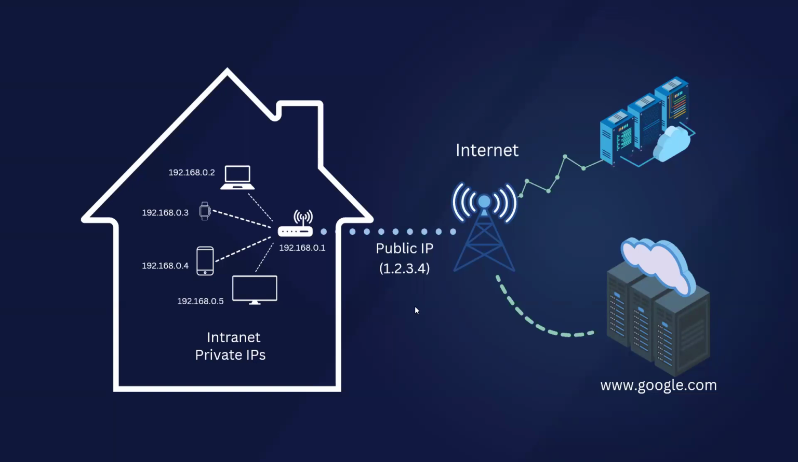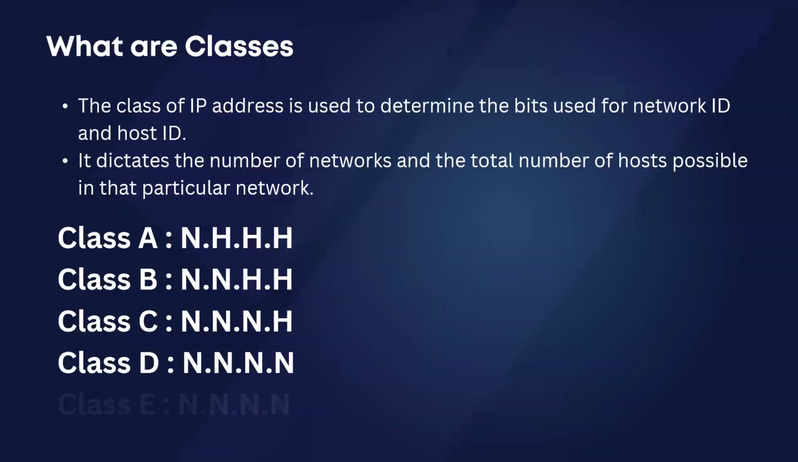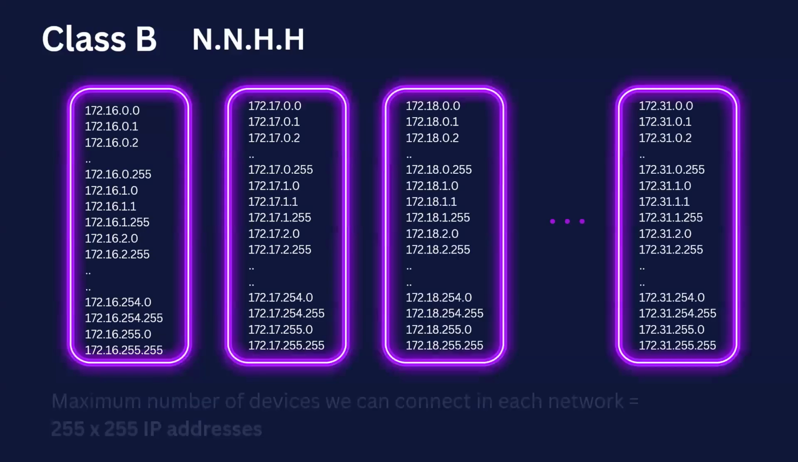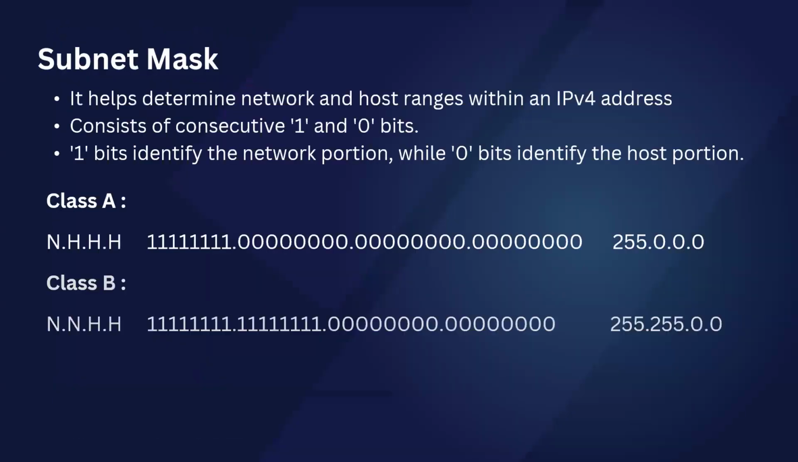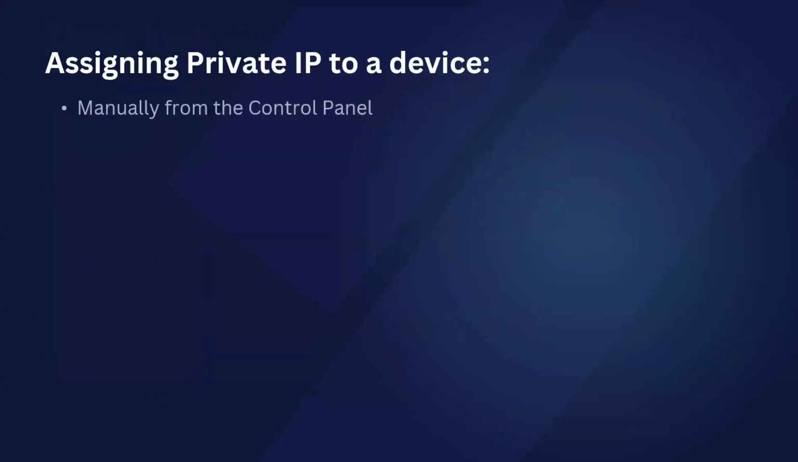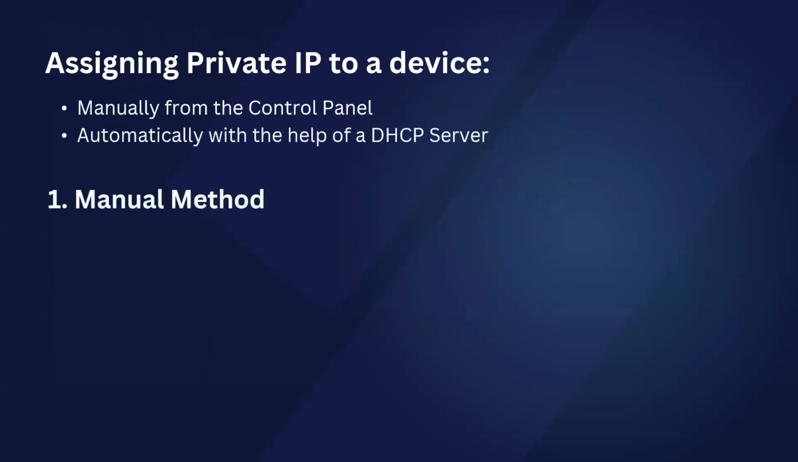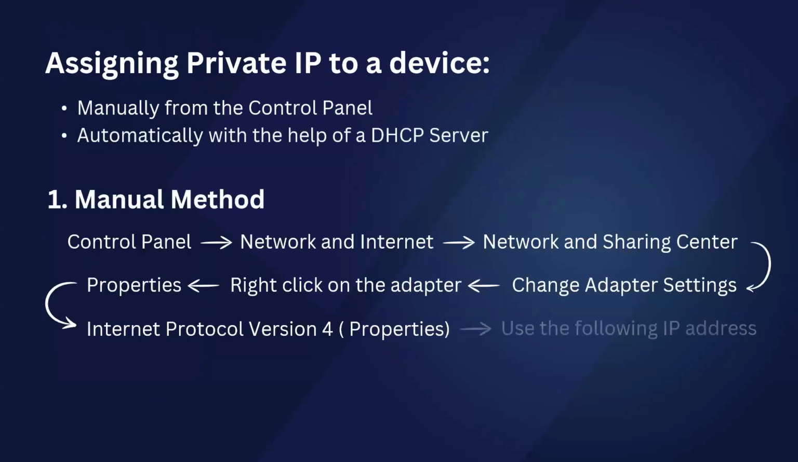Yes. Right. Now, moving forward, let's talk about the next discussion, which is how to assign an IP address. When you talk about assigning an IP, guys, there are two techniques. One, you can assign it manually from the control panel yourself, or you can get it automatically from a DHCP server. In order to assign it manually, there's a certain procedure, which is as follows. You go to your control panel, then network and internet, network and sharing center, change adapter settings, right click on the adapter, properties, IPv4 properties, and assign the following IP. Lengthy, I know, but let me show this practically as well.